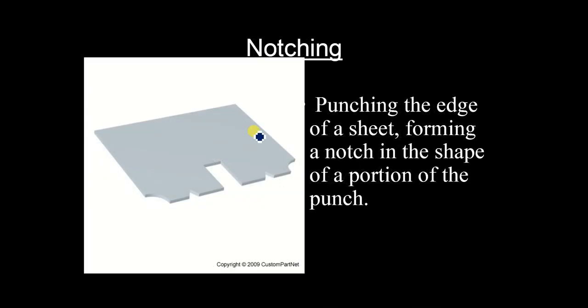The next operation is a very simple operation, that is nothing but notching. In this process, we are punching out the material. I've written over here: punching the edge of a sheet, forming a notch in the shape of a portion of the punch.